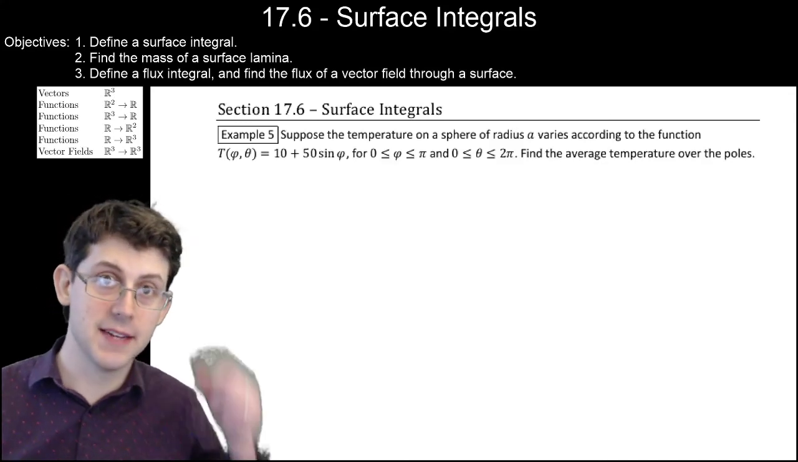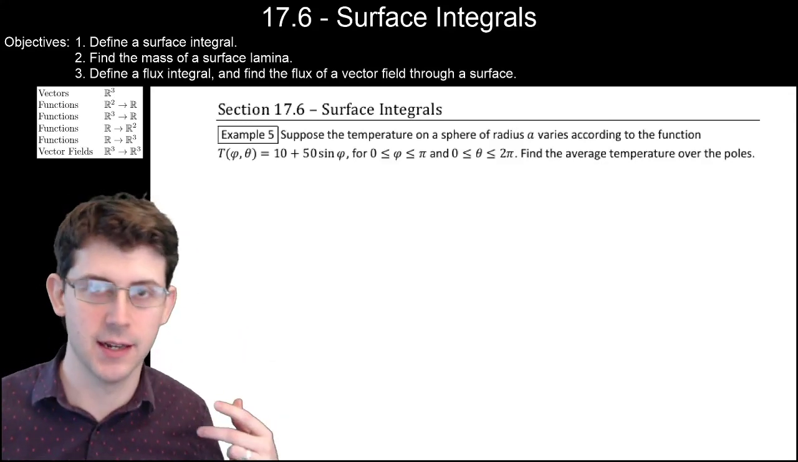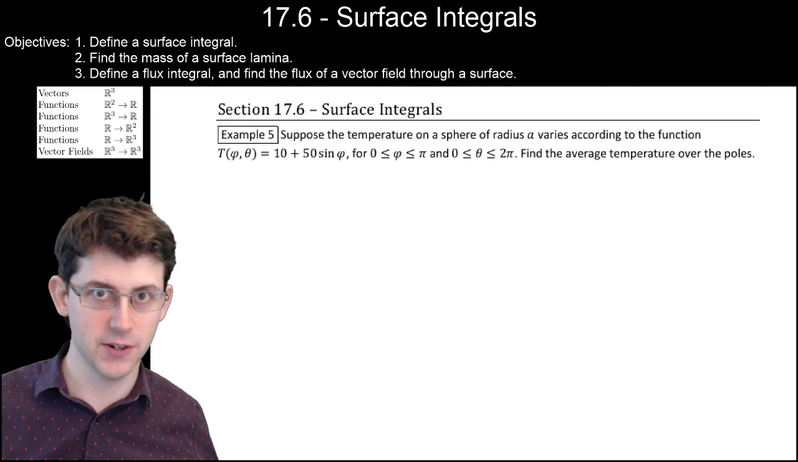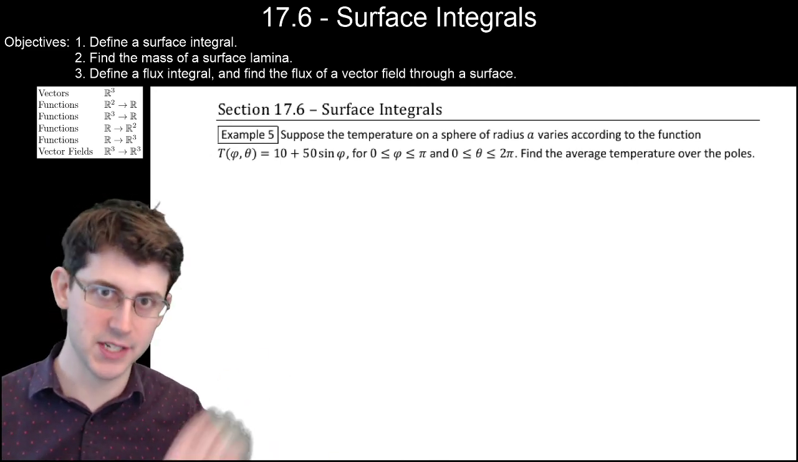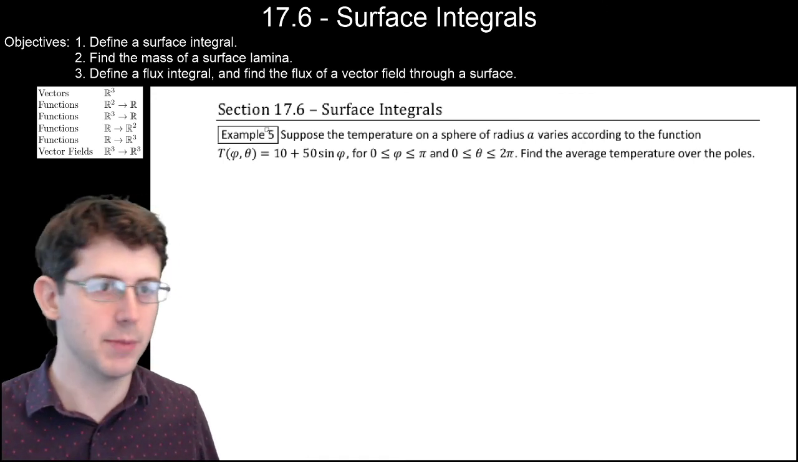This is part 2 of 17.6, surface integrals. We just finished finding the surface integral that was needed to find the surface area of a torus, and now I'm up to page 6 of the notes here, where I have example 5.